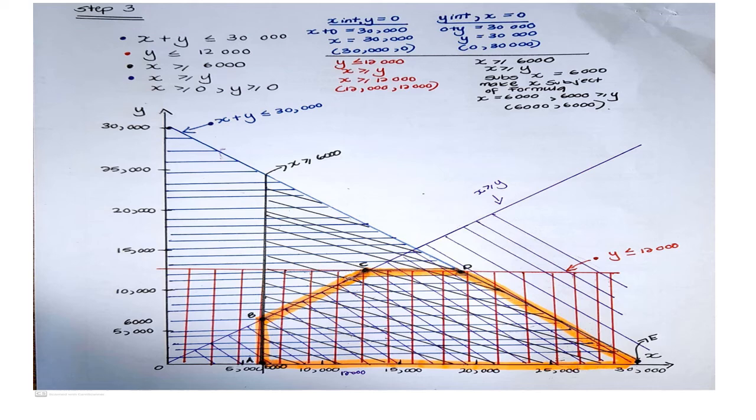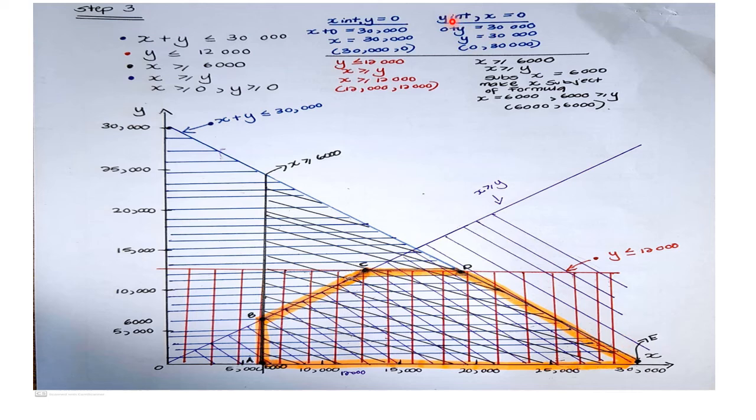To solve for the first constraint, x plus y is less than or equal to 30,000, we find the x-intercept where y is equal to 0. So x plus 0 is equal to 30,000, so x is equal to 30,000. Our first point would be 30,000 and 0, which we have plotted here.